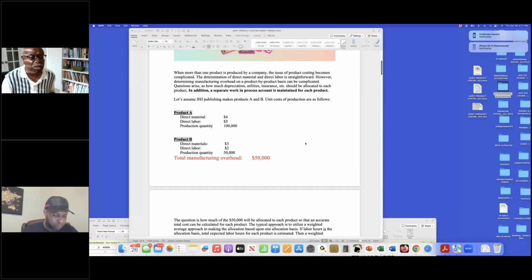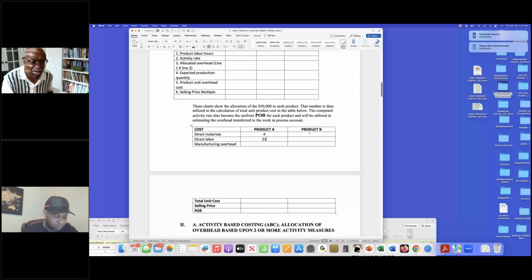So I always say we're making two items, A and B. Raw materials on A is 4 and 5, and on B is 3 and 2. Raw materials and labor. Labor is 2. Is it $2, 2 hours? $2. Okay, so these are dollars.